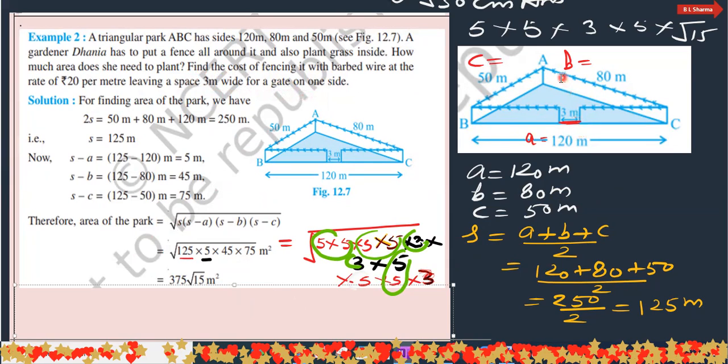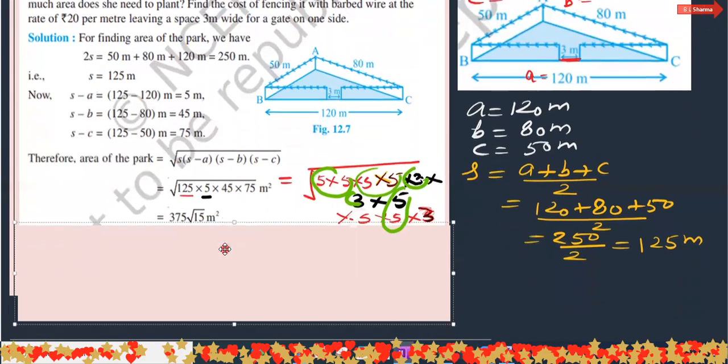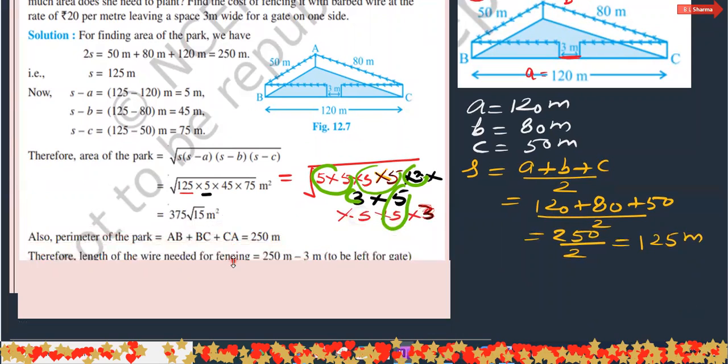So what is here? 50 plus 80 plus 120 minus 3. The perimeter for fencing is 50 plus 80 plus 120, but we have to reduce this 3 meter. So further we can write here that the perimeter of the park is 250, meaning you add 80 plus 50 plus 120, that is 250. But we have to reduce 3 meter from it, and as soon as we reduce, that is 247 meter here.